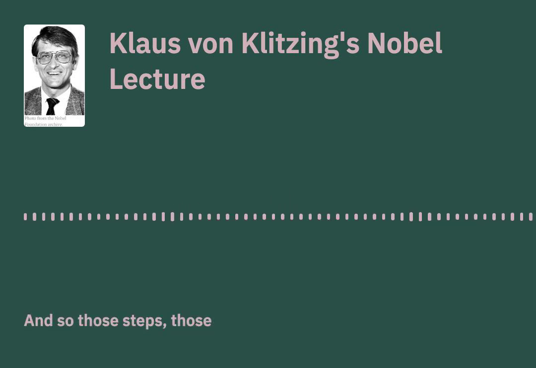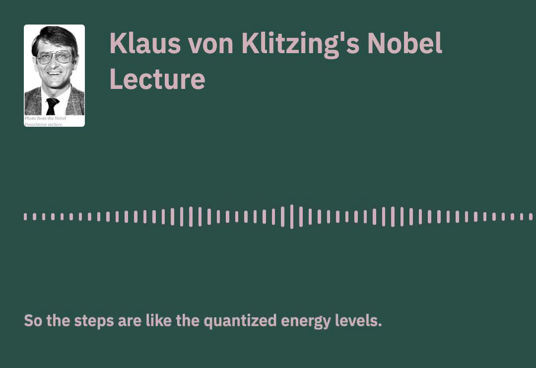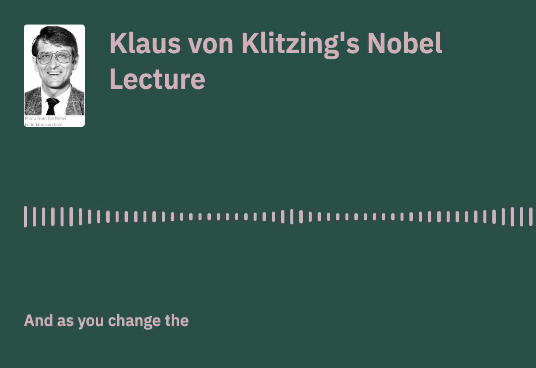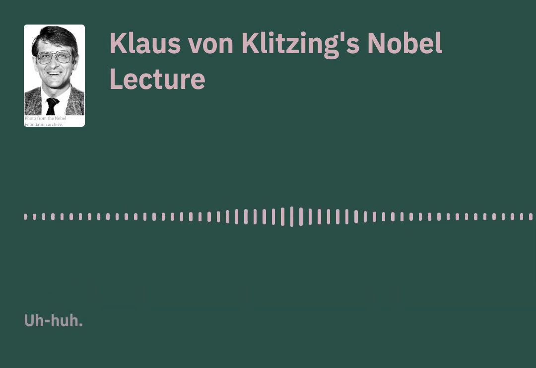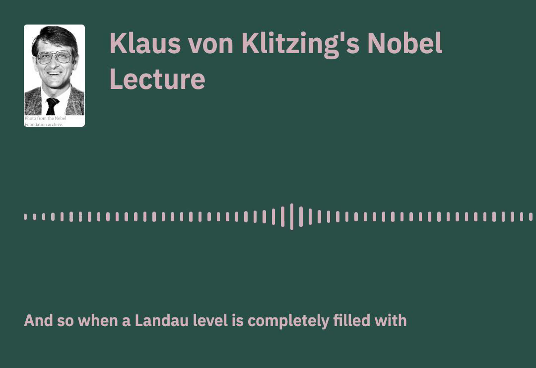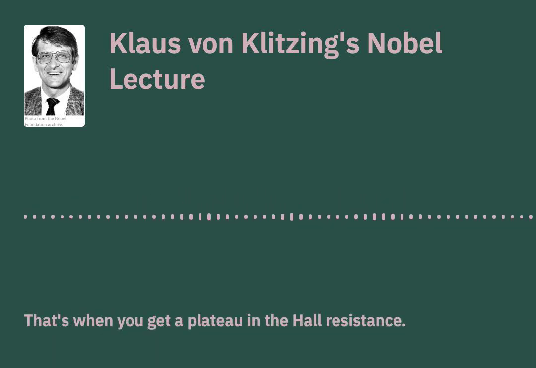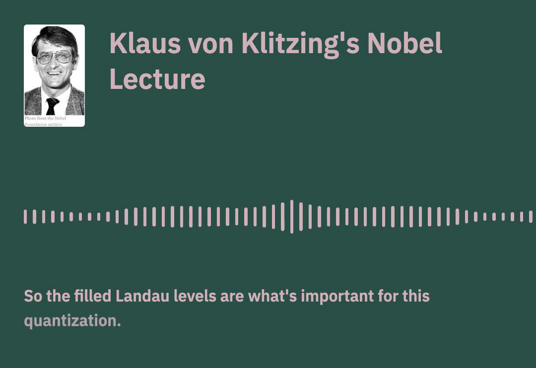Those steps are the quantized energy levels. Exactly, and they're called Landau levels. As you change the magnetic field, the space between those steps changes. And when a Landau level is completely filled with electrons, that's when you get a plateau in the Hall resistance. So the filled Landau levels are what's important for this quantization.